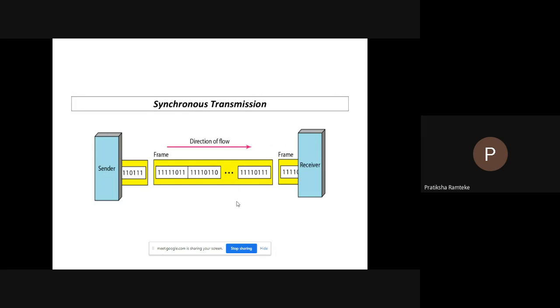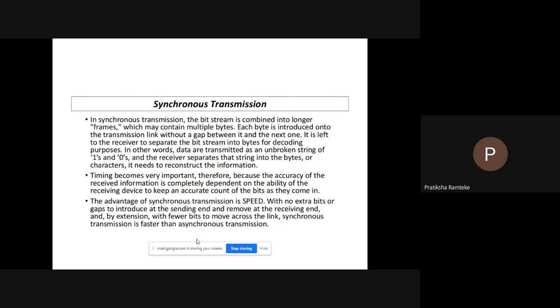The data is in the form of blocks and frames. In synchronous transmission, the data is transferred in the form of frames or blocks, and no other bits are used. The advantage of synchronous transmission is that its speed is faster as compared to asynchronous.